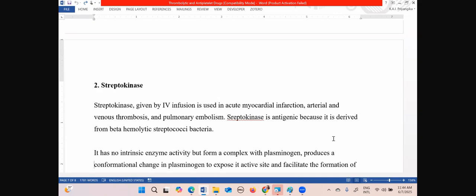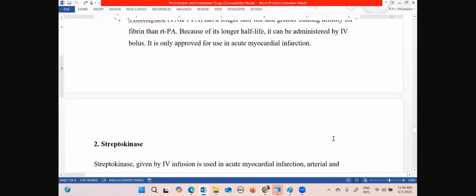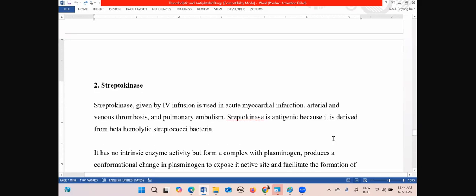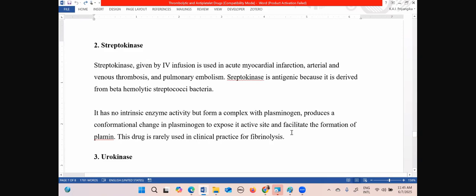Now, there's another thrombolytic drug which is very commonly used, streptokinase. Streptokinase given by IV infusion is used in acute myocardial infarction, arterial and venous thrombosis, and pulmonary embolism. Streptokinase is antigenic because it is derived from beta hemolytic streptococci bacteria, so allergic reactions can occur. It has no intrinsic enzyme activity, but forms a complex with plasminogen, producing a conformational change in plasminogen to expose its active site and facilitate the formation of plasmin.